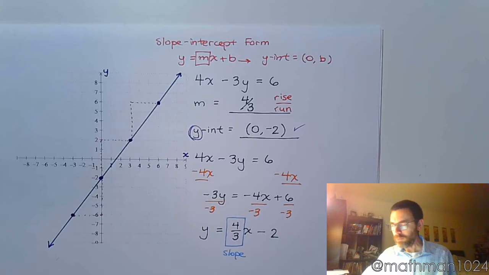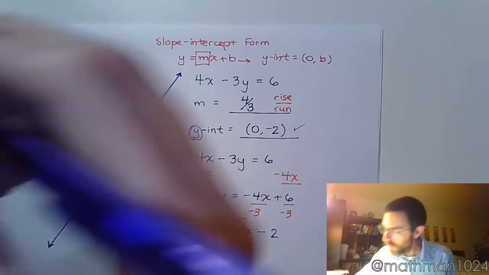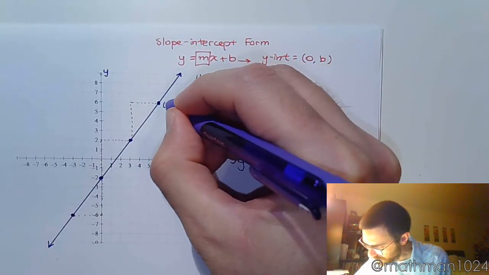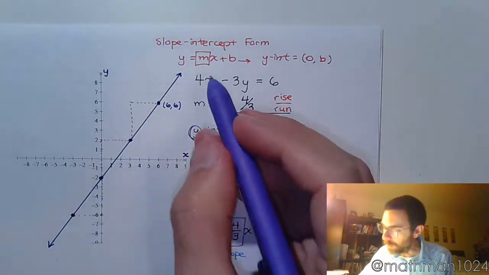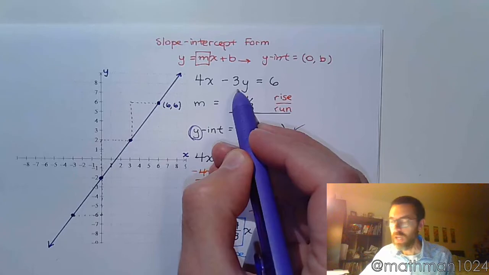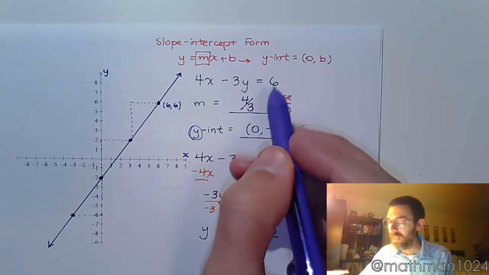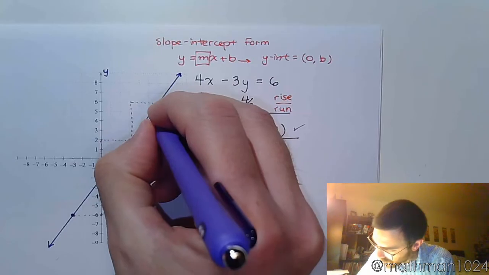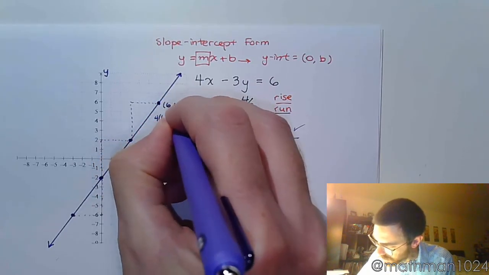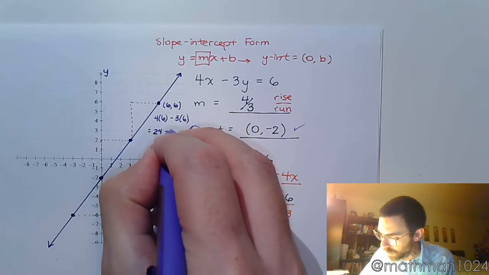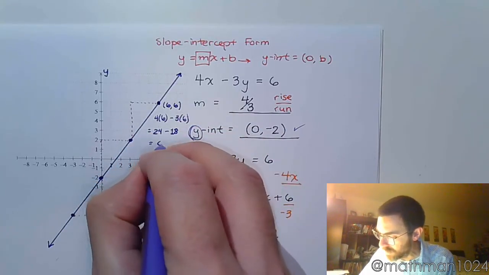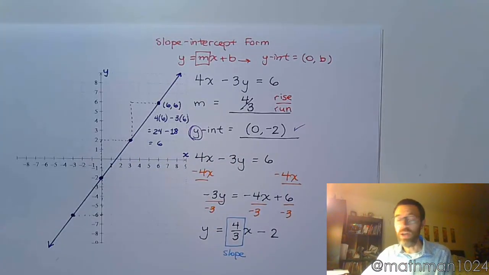Now we can take time to check our work by identifying the ordered pairs that we have. So for example, this is the ordered pair 6, 6. And we can check that by plugging it into this equation and making sure that whatever happens when I plug it in equals 6 on the right side. So if I check that real quick, that's 4 times 6 minus 3 times 6, 24 minus 18 equals 6. It checks out. And I can do that with any of these other ordered pairs.